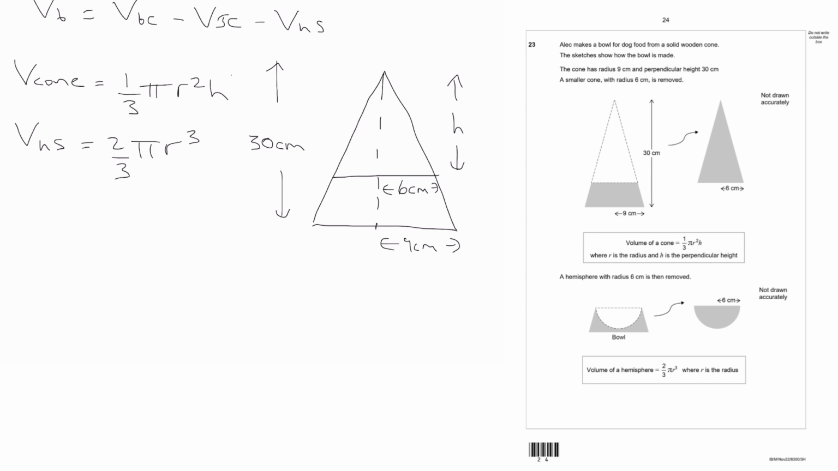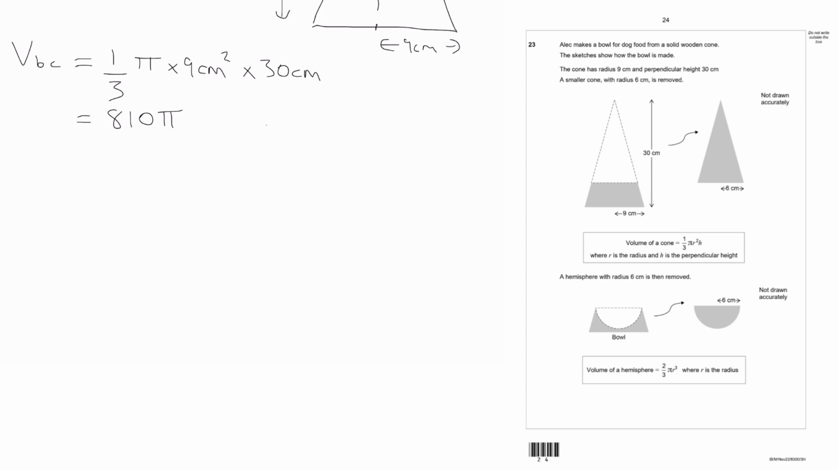So what do we know so far? Well, for the big cone, we know the volume is 1/3 pi r squared. Do we have r here? Well, we do, because r here is 9 centimeters. So it's going to be 1/3 pi times 9 centimeters squared times h, which is the height, which we've been told is 30 centimeters. So we can work this out, and we get that this is equal to 810 pi.